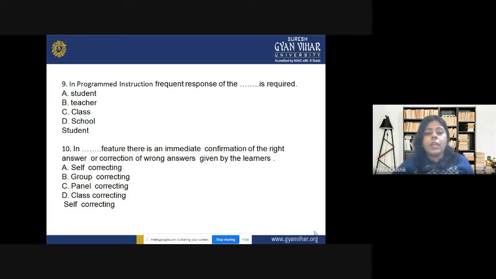So the options are A self correcting, B group correcting, C panel correcting, or D class correcting. So, students, these are the options A, B, C, D. Now, you have to select the correct one on the basis of the given choices, and the correct answer will be option A, that is self correcting. Means self correcting is a feature. There is an immediate confirmation to the learner whether they have given the right answer or a wrong answer, and they have to correct the wrong answer.